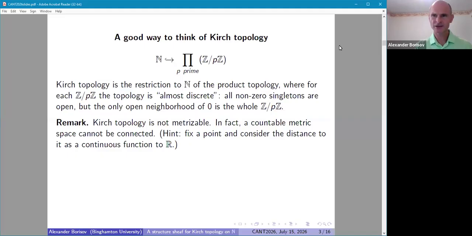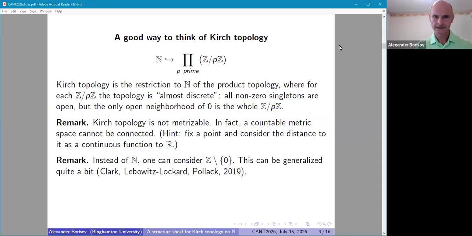Now, just in case you started thinking the Kirch topology is metrizable: in fact, a countable metric space cannot be connected. Fix a point, consider the distance to it as a continuous function. You can finish the rest. Instead of N, one can consider nonzero integers. And this can be generalized quite a bit. Clark, Lewis, Lockhart, and Pollack had a nice paper in 2019. They generalized it in particular to Dedekind domains. They were mostly concerned with Golomb topology, but they did Kirch topology as well.